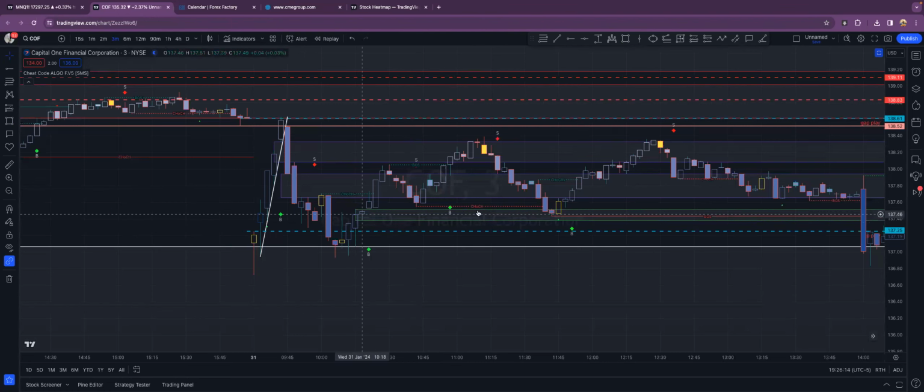Right here was our block, right? See how they touched it perfectly? Boom, went off. Ran up there, right? Did what they needed to do, then shifted back down.